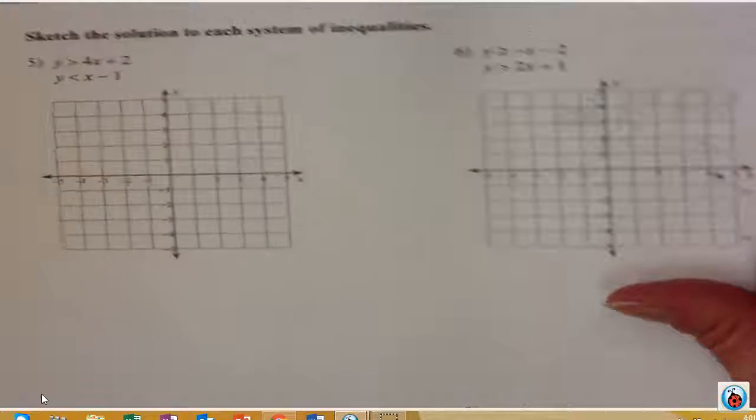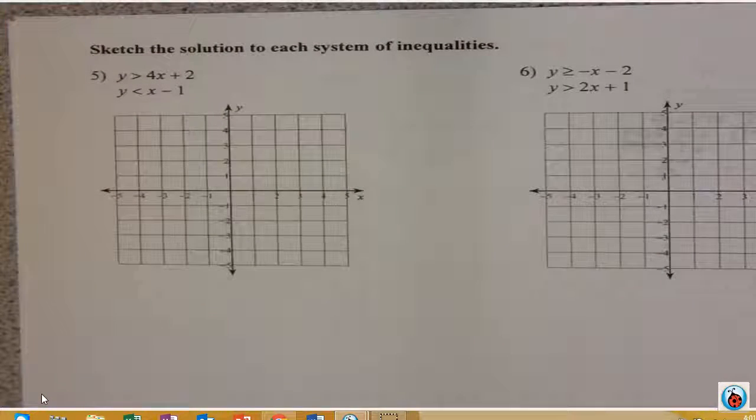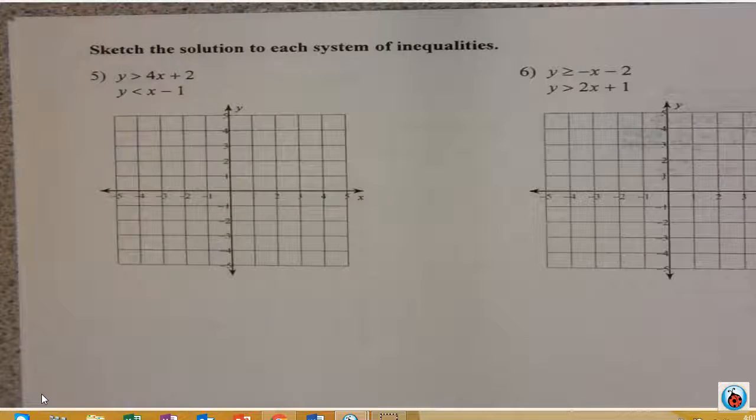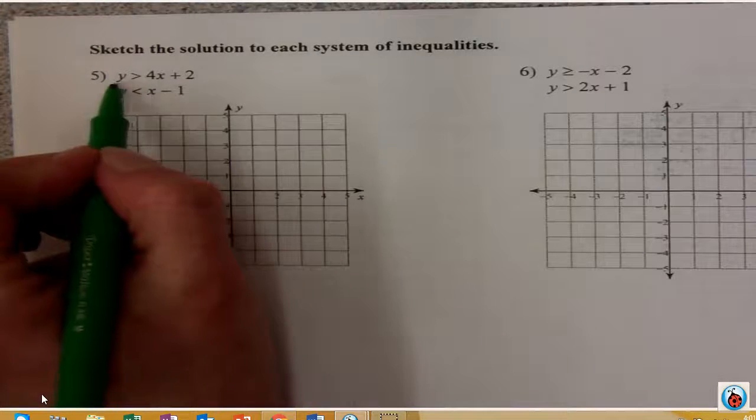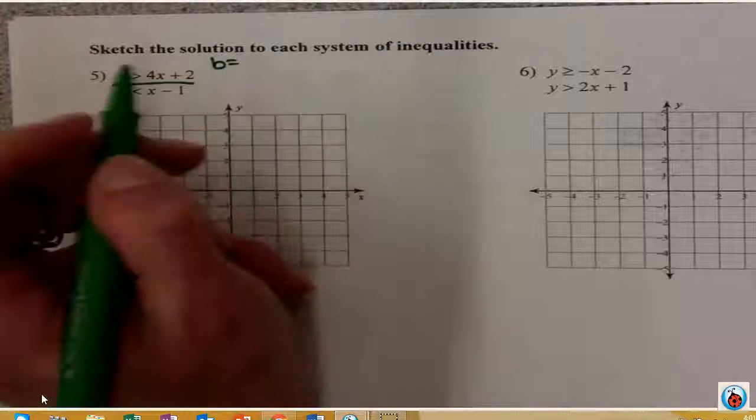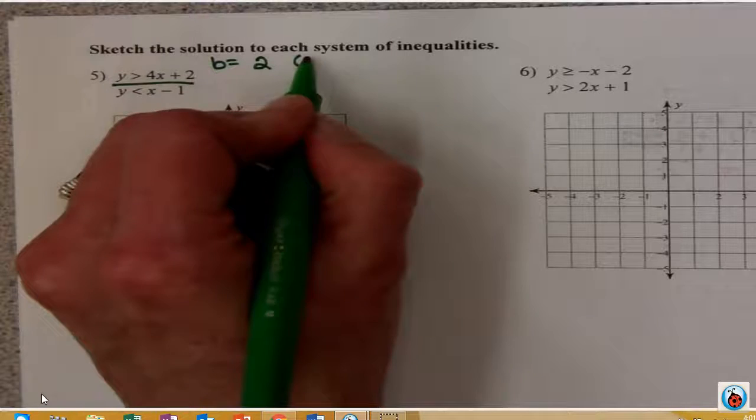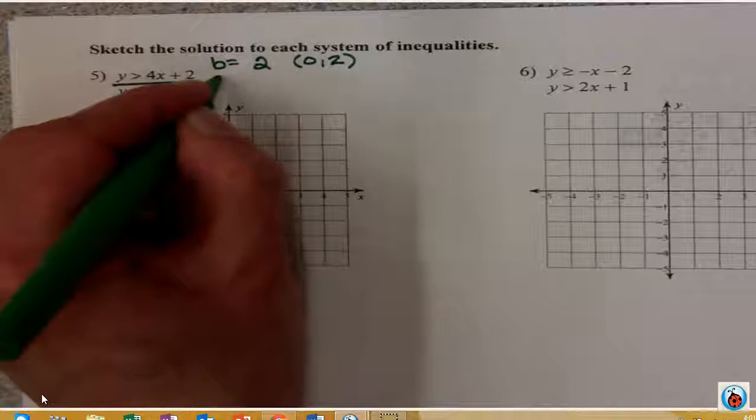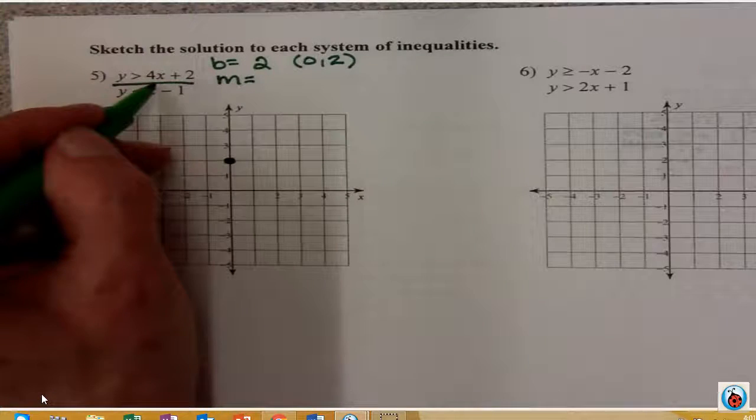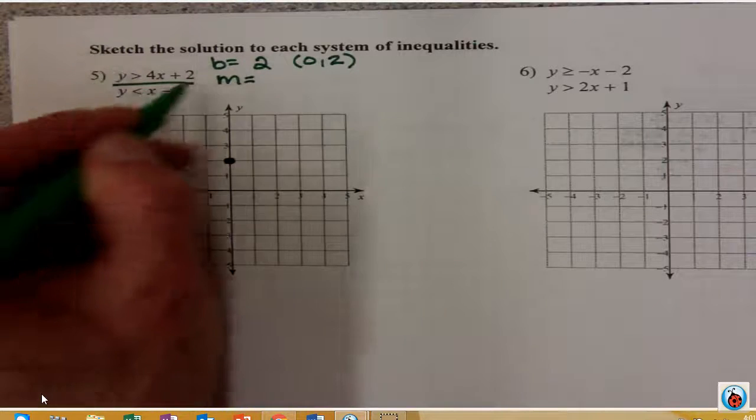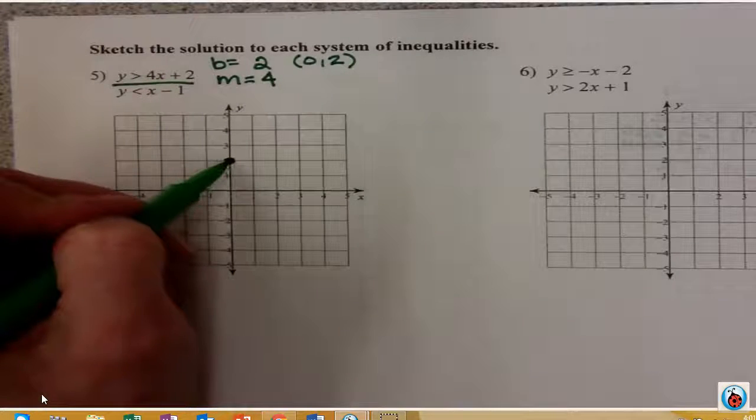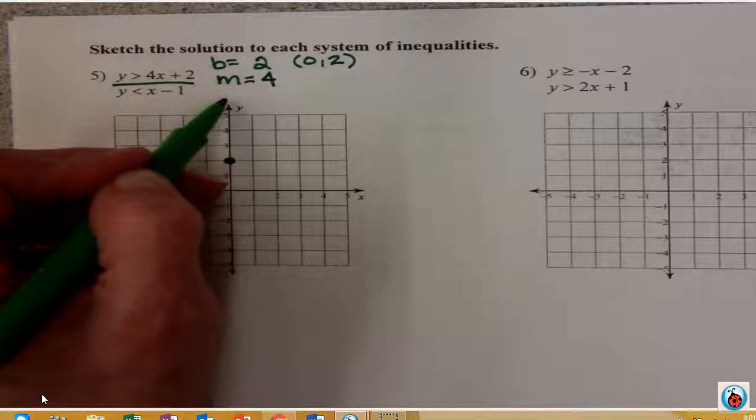So now we're working with inequalities. We've got y is greater than 4x plus 2. So the first thing I'm going to do is figure out my y-intercept is 2, which means when x is 0, y is 2. So I can plot that point. I'm going to look and find my slope. The slope is the number in front of the x when it's in slope-intercept form. So that is 4. So I'm going to go up 4, 1, 2, 3, 4. That goes off the grid.